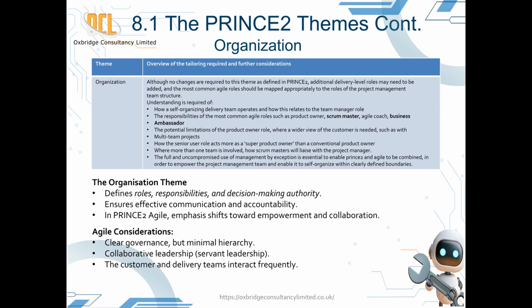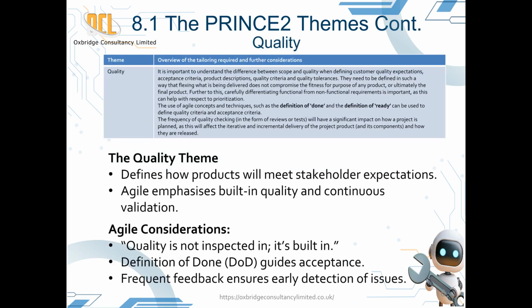Governance becomes lighter, and leadership becomes collaborative. The purpose of this slide is to demonstrate how quality in PRINCE2 Agile is achieved through ongoing collaboration, testing, and iteration, not post-delivery inspection. PRINCE2 defines quality criteria, acceptance criteria, and quality methods. Agile introduces continuous practices, peer reviews, automated testing, and customer feedback.